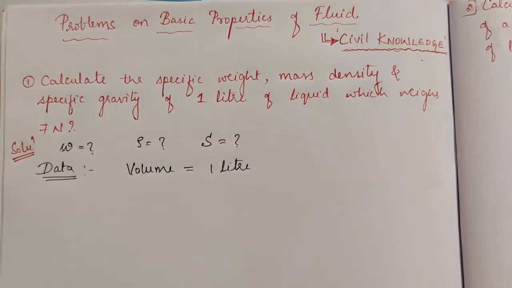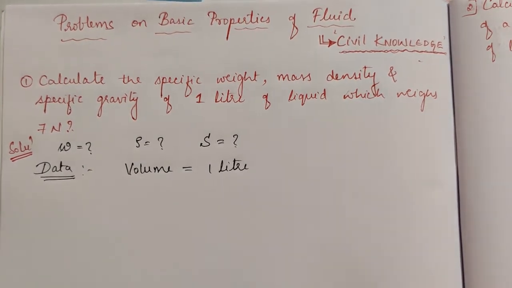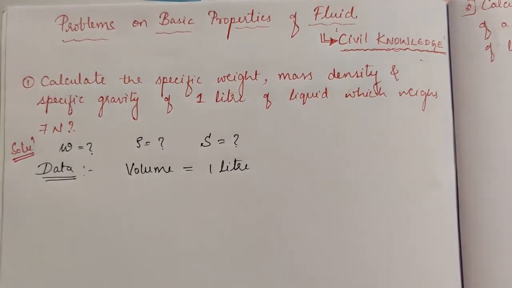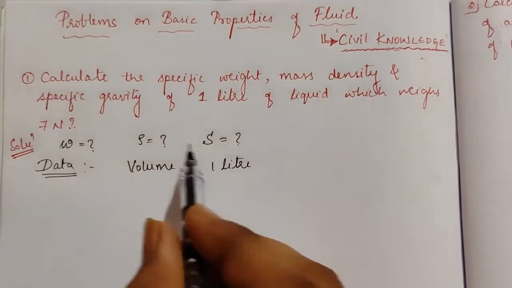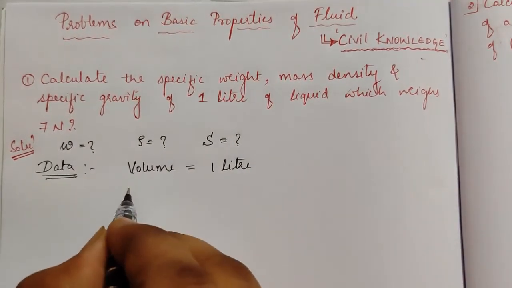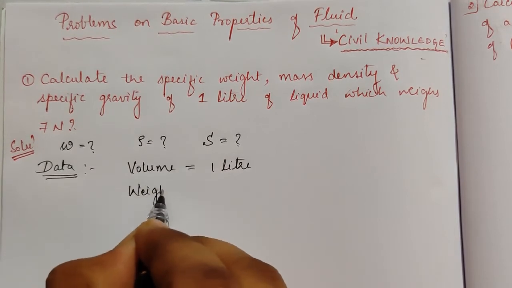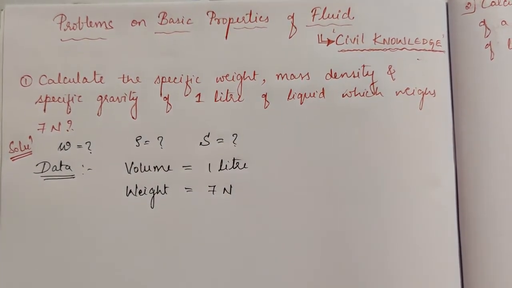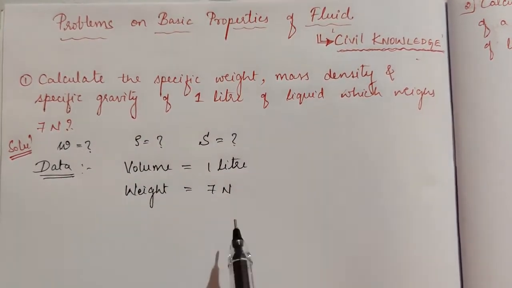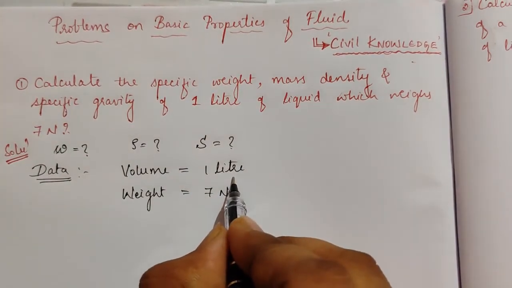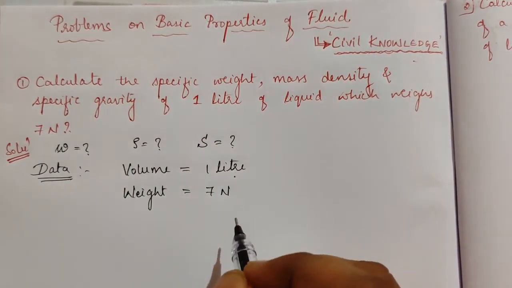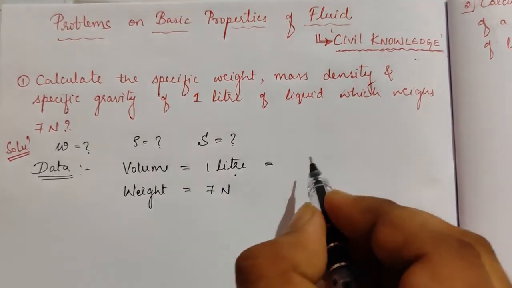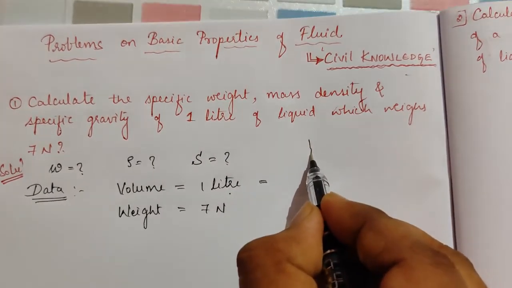As this is the first problem, I'll go very slow and in detail. In coming problems we will go on by using the notations. So volume is 1 liter and weight is given, it is 7 Newton. Now volume is given in liter, so we have to convert it into meter cube, because of the SI unit system. So how to convert?